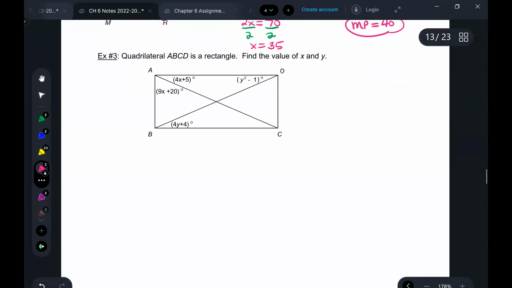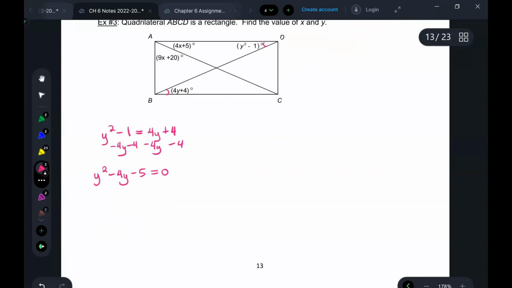Okay, these two are alternate interior angles. Remember, all the properties of parallelograms apply. So y squared minus 1 has to equal 4y plus 4. This is a quadratic. Okay, let's move everything to one side. So I'm going to subtract 4y, and I'm going to subtract 4. So I get y squared minus 4y minus 5.